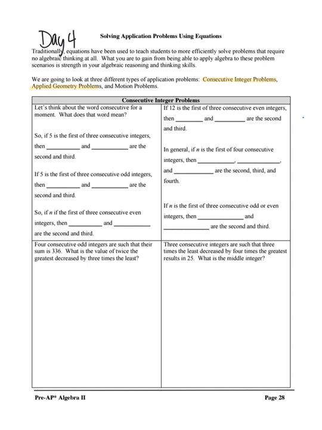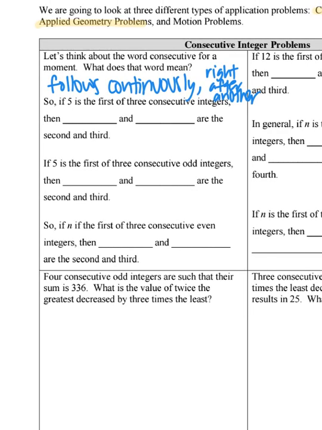So let's think about the word consecutive for a moment. What does that mean? Well, it's something that follows continuously, or one right after another. For example, if 5 is the first of 3 consecutive integers, then which 2 integers are consecutive from 5? So again, remember what integers we're talking about. The next consecutive integer from 5, we jump to 6, and then 7 would be my second and third.